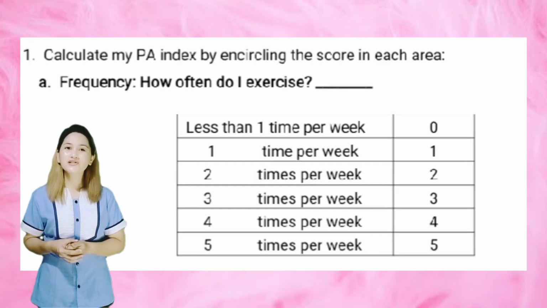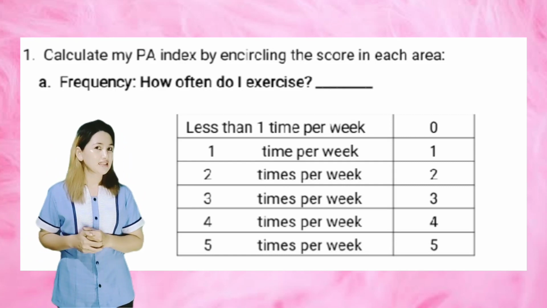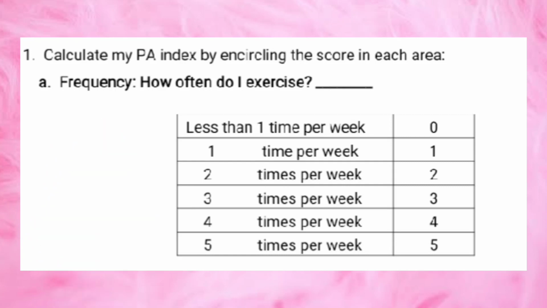This is how you are going to calculate while you engage in physical activities. Do it in your activity sheet. Let me give you an example. In question letter A, if your answer is 3 times a week, then you are going to write on the block number 3 and encircle also the number 3 on the table. You can start now.